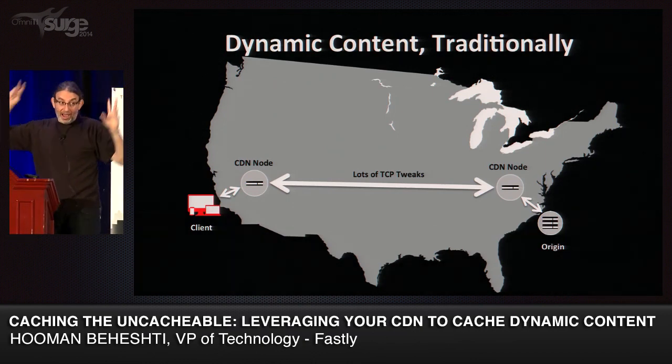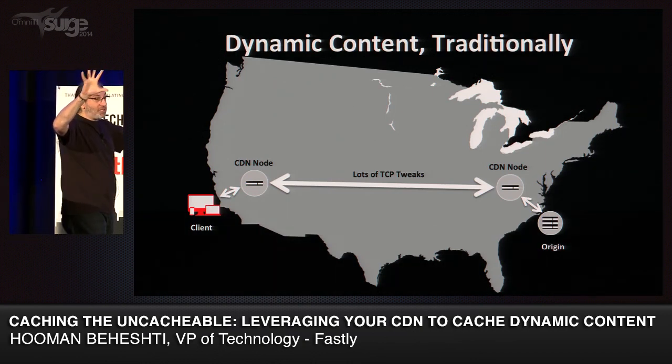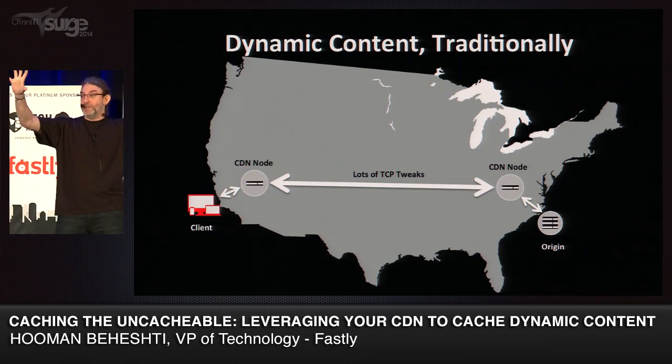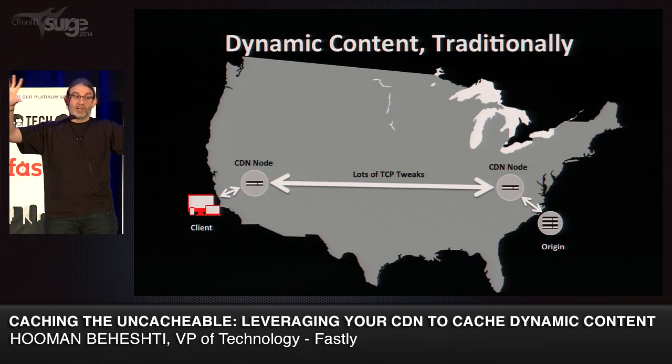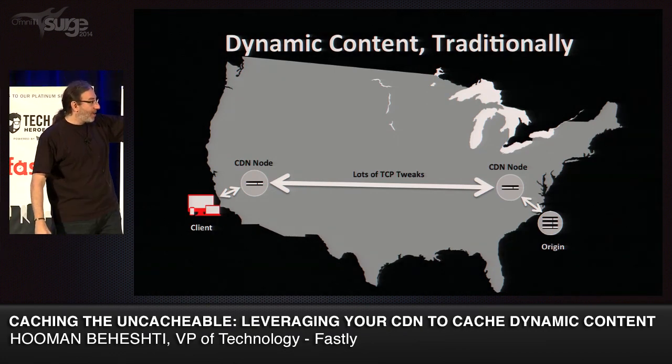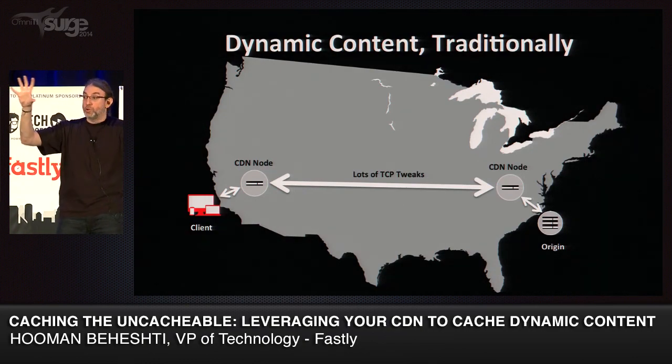Because I, being the CDN, own those 2 CDN nodes, there's lots of cool TCP stuff that I can do between those 2 nodes. That is optimized. The reason that line got fatter is because there's lots more stuff you can do once you own both sides of the connection. So this is another way that we've been handling delivery of dynamic content in the world of the CDNs traditionally.